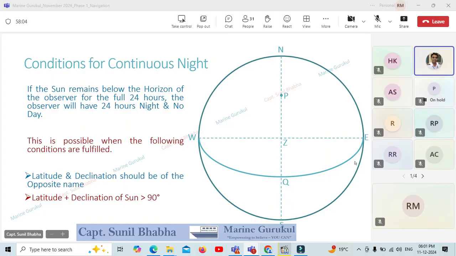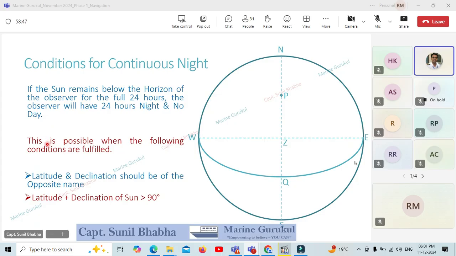Now, in some of the questions, instead of asking the conditions for a continuous day or 24 hours day, they ask us the conditions for a continuous night or a 24 hours night. It basically means that the sun should remain below the horizon of the observer for the full 24 hours, and in that case, the observer will have 24 hours night and there will be no day. There will be no sunrise, there will be no sunset. The sun is going to remain below the horizon of that particular observer for full 24 hours.